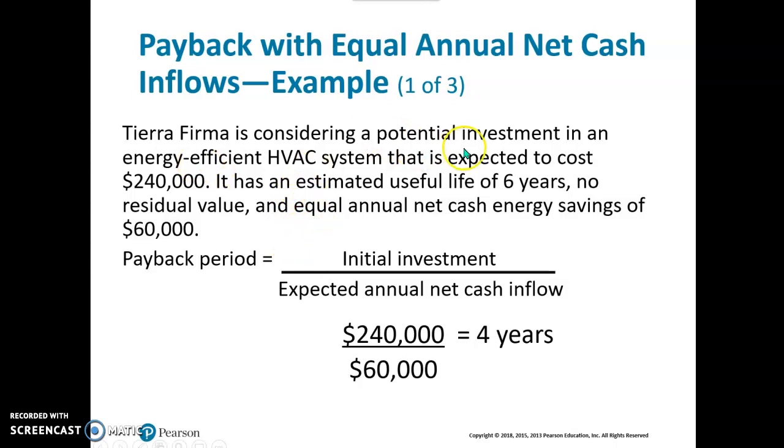So this company is considering a potential investment in an energy efficient AC system that's expected to cost $240,000. It has an estimated useful life of 6 years, no residual value, and equal net cash energy savings of $60,000. So they're reducing their electric bill, say, by $60,000 a year. So we can say this net energy cash savings is like an expected annual cash inflow, okay? So the payback period itself is the investment divided by the cash inflow. So $240,000 divided by $60,000, it'll pay for itself in 4 years.